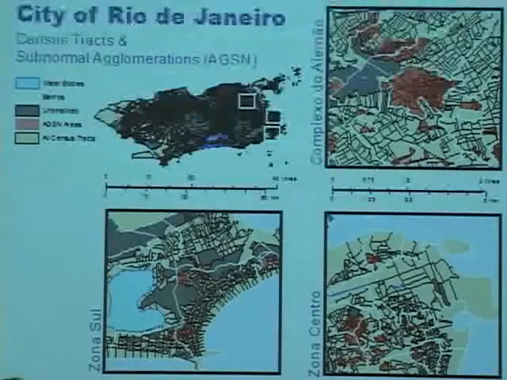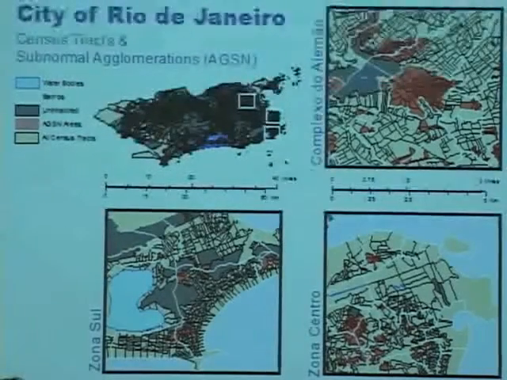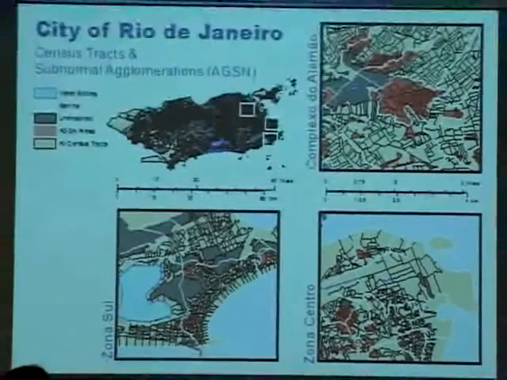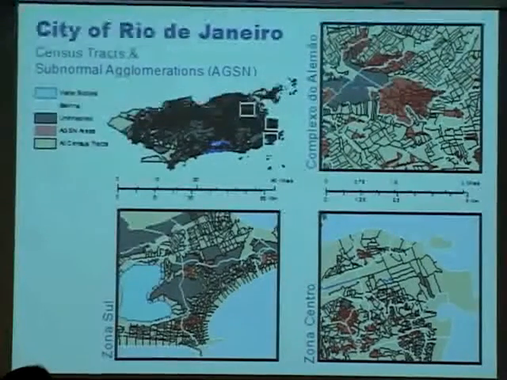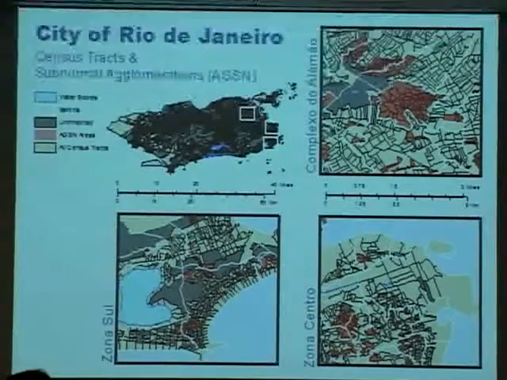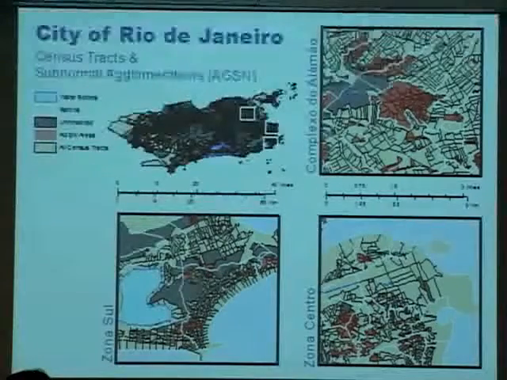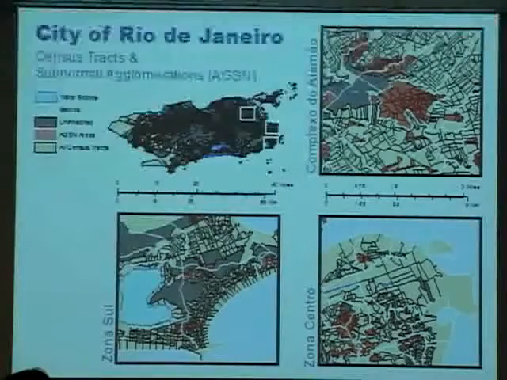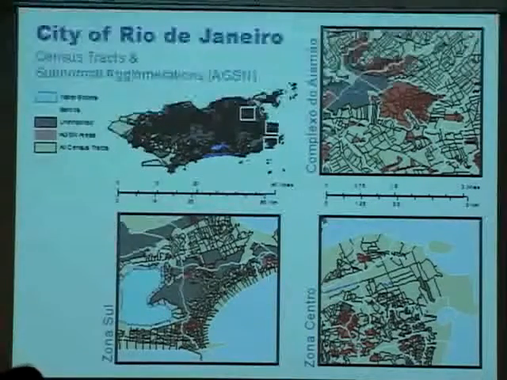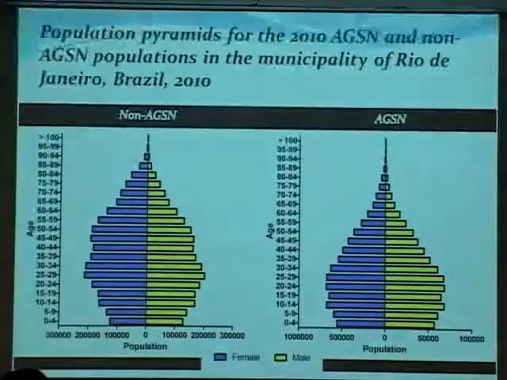So this is part of Rio de Janeiro. And this is the Lagoa, right? This is Ipanema, where everybody goes, and this is Copacabana. And these pink areas are the slum communities. Okay? So the Brazilian government has actually done a very extensive census of these communities. And we can actually measure things like income, age, all the demographics.